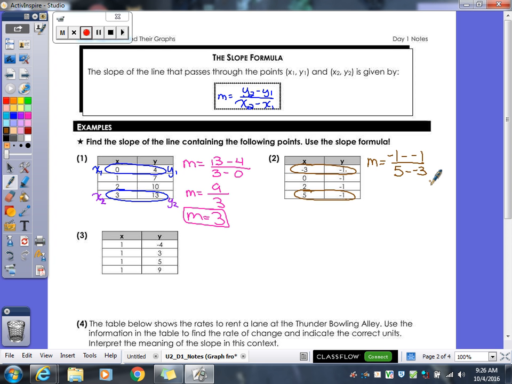And then it's over 5 minus a negative 3. So as you guys said, yes, minus a negative makes it positive. So negative 1 plus 1, 0. 5 plus 3 gives me an 8. But as we said on the first page, 0 over 8 is just a what? 0. So our slope for this one is 0.